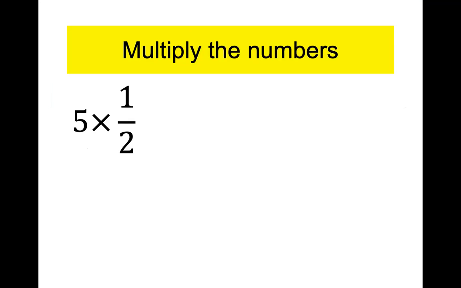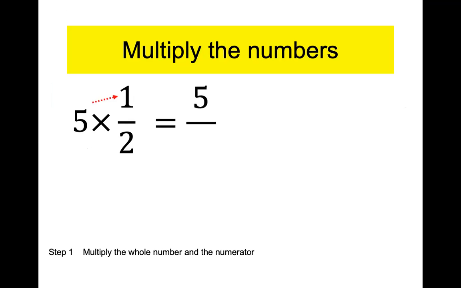Okay, so let's do some. Well, step 1 says you multiply the whole number times the numerator. The numerator is 1. 5 times 1 is... So step 1, you write 5. Step 2 says rewrite the denominator. The denominator is 2. So 5 over 2, and then we reduce.